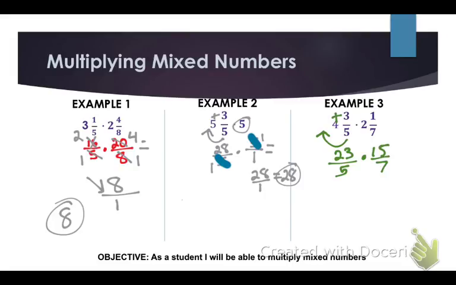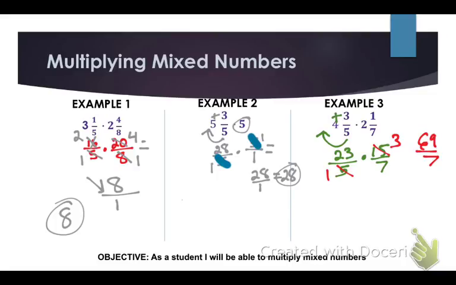We need to pre-simplify. So if we do that, 5 and 15. How many 5s go into 5? 1. 5 goes into 15, it would be 3. I can't pre-simplify 7 and 23. If you looked at your prime number chart, you'd find that 23 is actually a prime number. So we need to multiply across. 23 times 3 is 69 over 7.